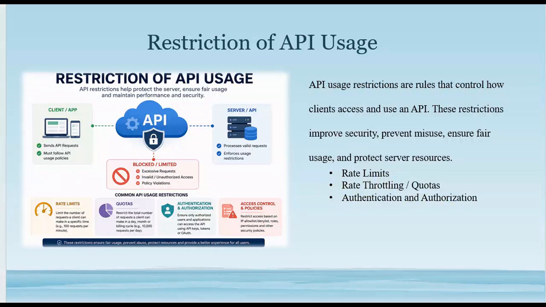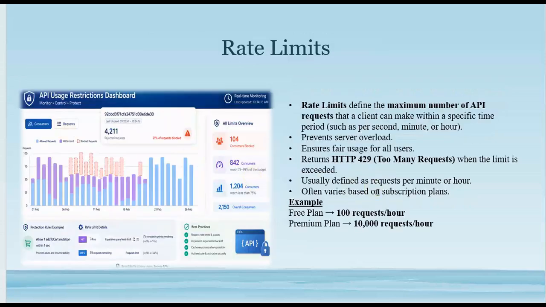Coming to the rate limits. Let's understand these API restrictions in a simple way. Rate limits define the maximum number of API requests that a client can make within a specific time period, such as per second, minute, or hour. It prevents server overload and ensures fair usage for all users. It returns HTTP 429 Too Many Requests when the limit is exceeded, and is usually defined as requests per minute or hour. It often varies based on subscription plans.